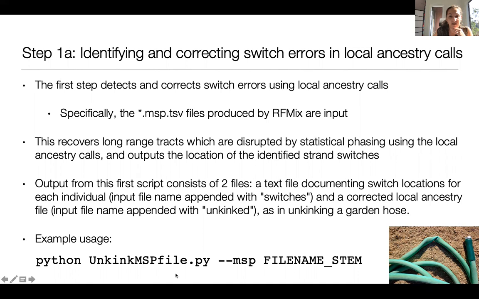So the output will consist of 2 files, a text file that documents the switch locations for each individual. That'll be your input MSP file name suffixed with switches, and a corrected local ancestry file, again, the same input name, but this time suffixed with unkinked, as in unkinking a garden hose, or straightening out those switch errors. Here's your example usage. You should just need to point to the MSP file name without this msp.tsv suffix and call this script. So this is one of the default output files from RFMix.